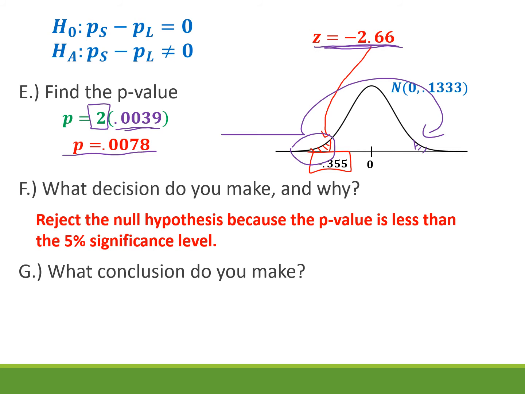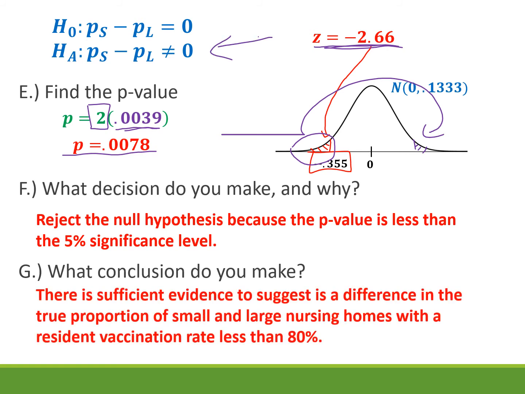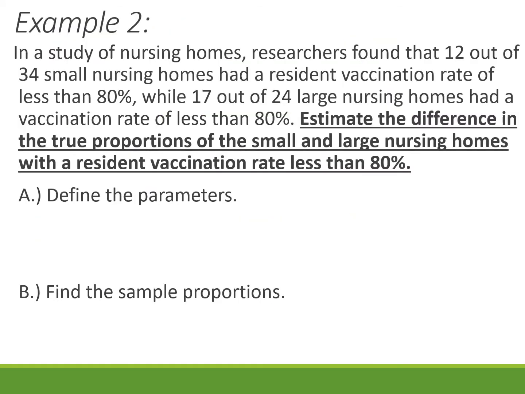And we write our conclusion. The conclusion is still always about that alternative hypothesis. In this case, there's sufficient evidence to suggest there's a difference in the true proportion of small and large nursing homes with a resident vaccination rate less than 80%. So that was a hypothesis test.